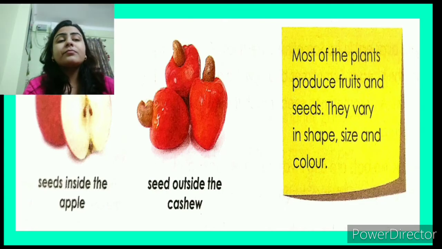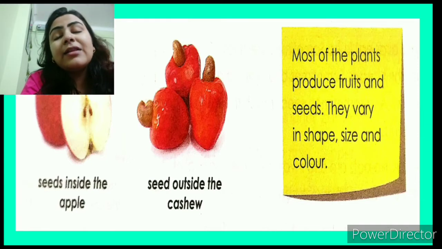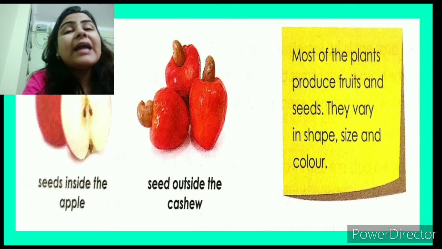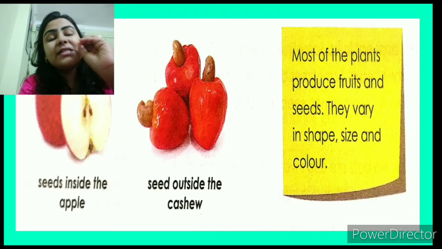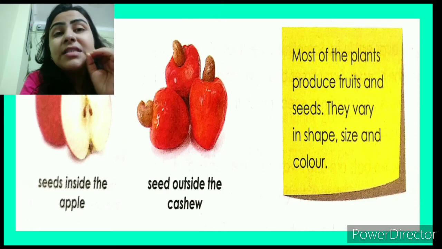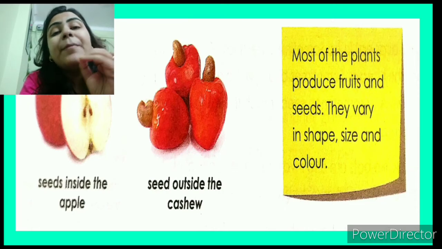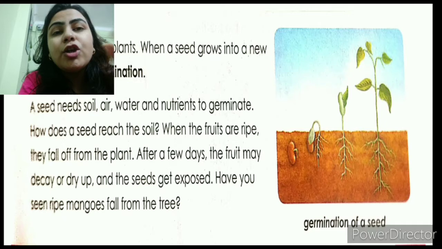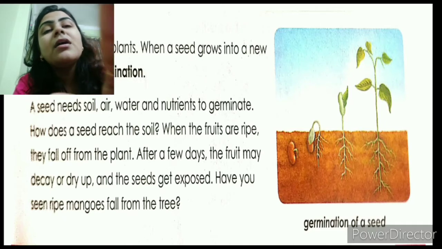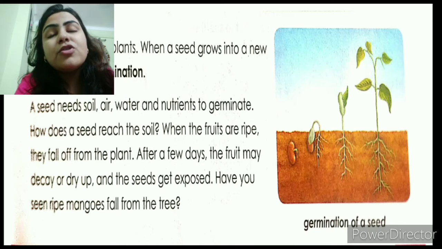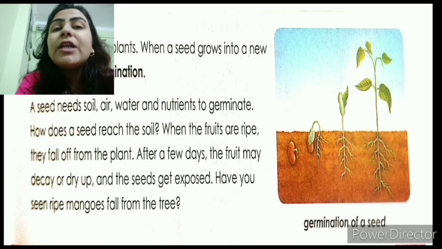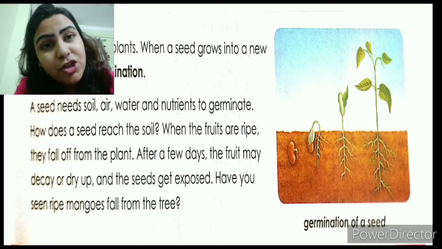Now, the seeds and the fruits can vary in their shape, size and color. Okay, but what is the basic thing? The basic thing remains that the seed bears the baby plant inside it, and the new plant grows from the seed, which is known as germination. So when a seed grows into a new plant, it is known as germination.